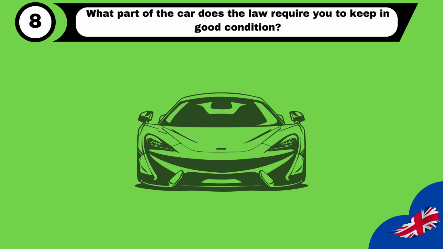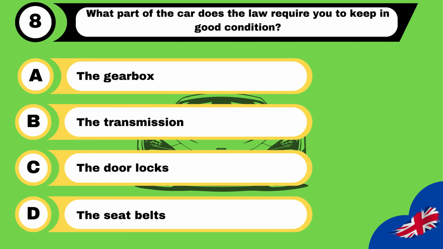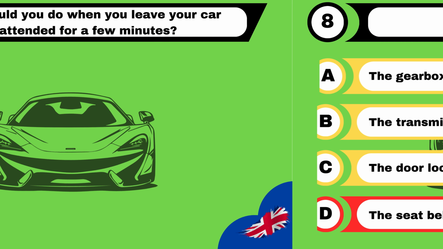Question 8. What part of the car does the law require you to keep in good condition? A. The gearbox. B. The transmission. C. The door locks. D. The seat belts. The answer is D. The seat belts.